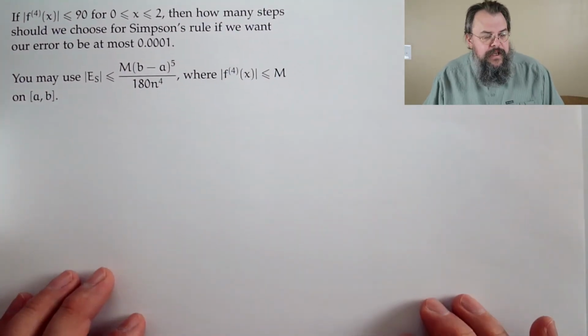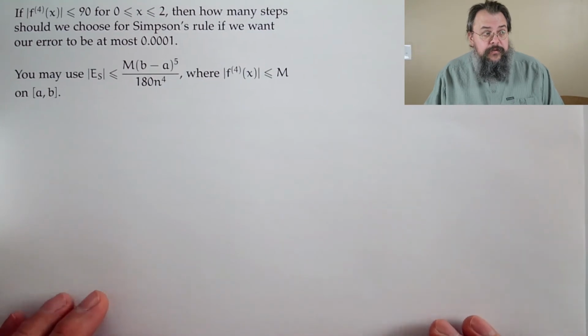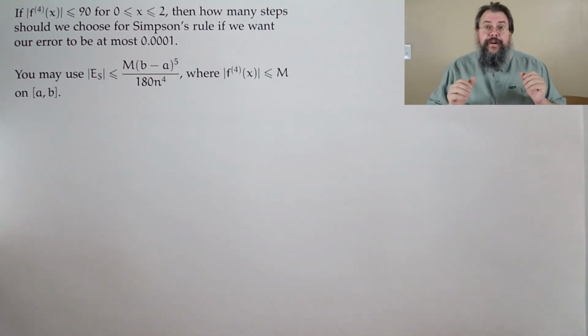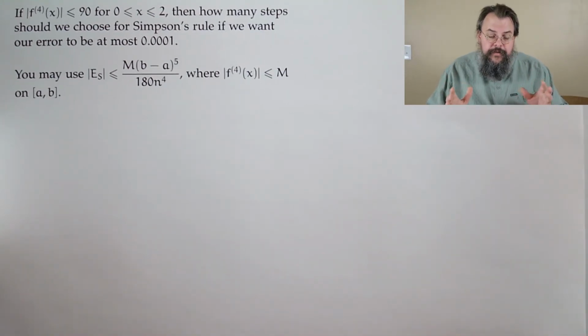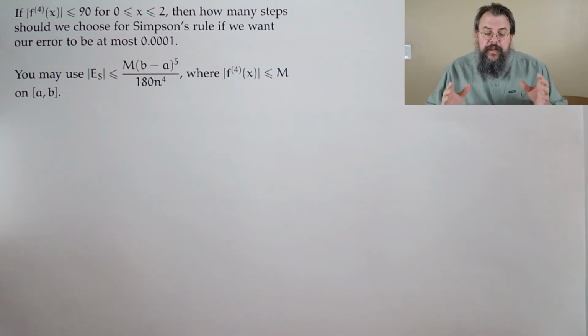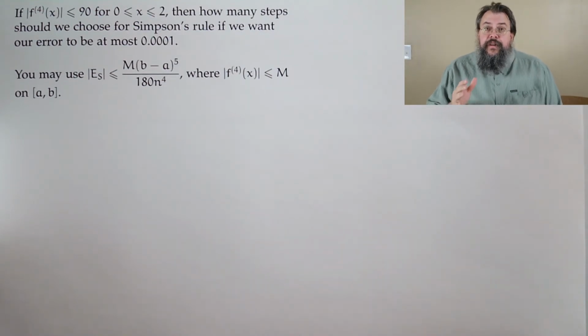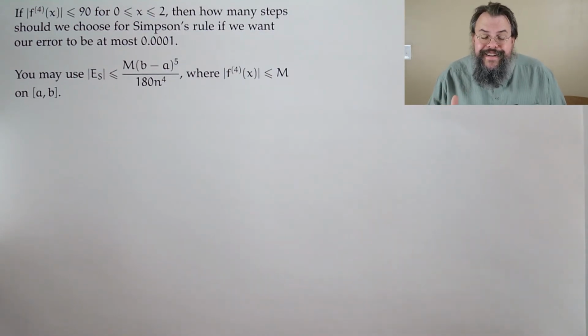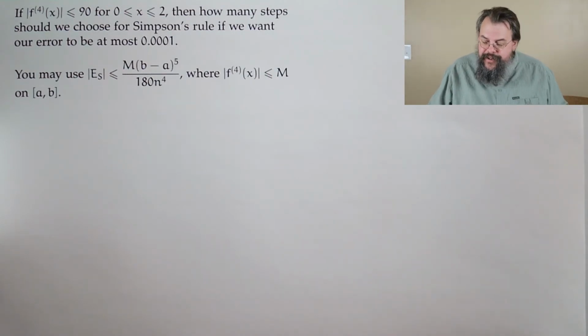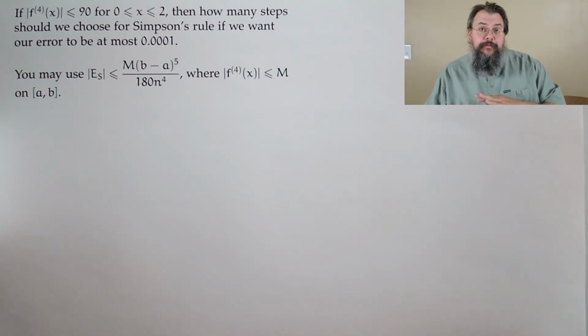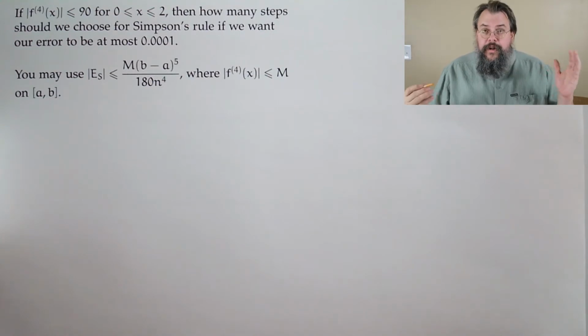Our next problem. If the fourth derivative is bounded by 90 in the interval from 0 to 2, then how many steps should we choose for Simpson's rule if we want our error to be at most 0.00001? Okay, good. Now, very similar to the problem that was just done, what do we see?